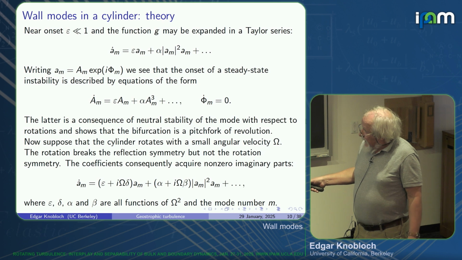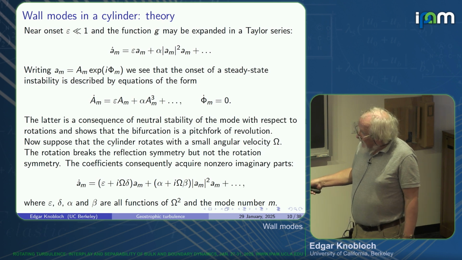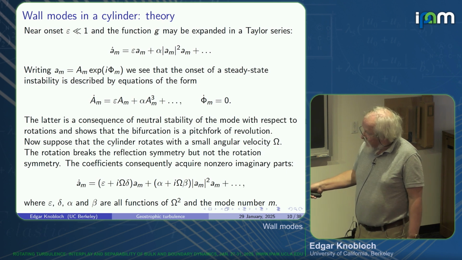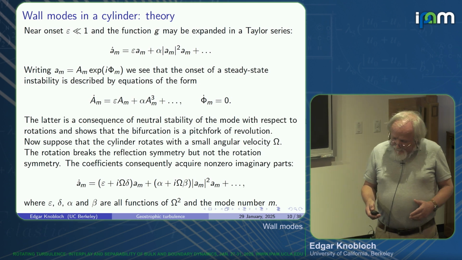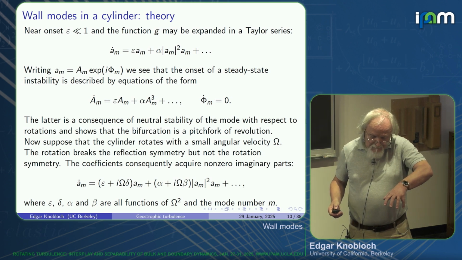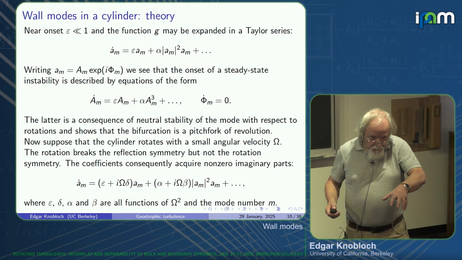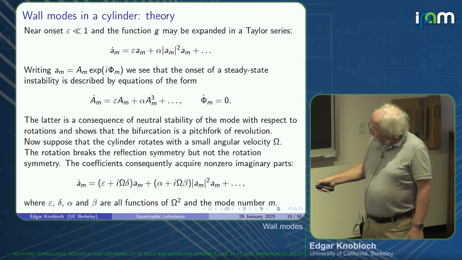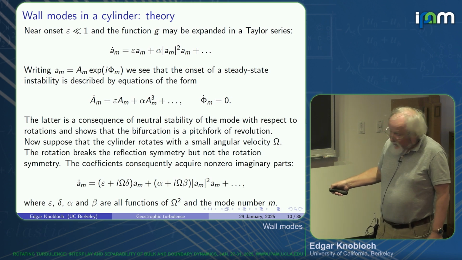Very simple. And it's useful to write this in terms of a real amplitude A_m and this quantity capital Phi_m, which is a phase. If you write this equation in terms of real and imaginary parts, you get this pair of equations. The first equation is a pitchfork bifurcation equation. The second equation simply says that if I rotate my pattern, there's no restoring force. It's a neutral mode, just rotating a pattern. So this is an example of what people in the business call a pitchfork of revolution.